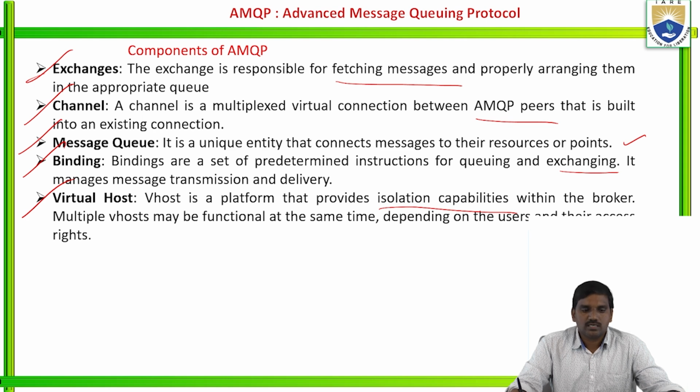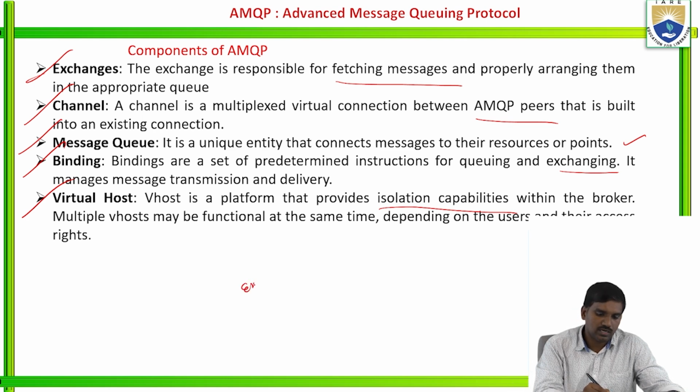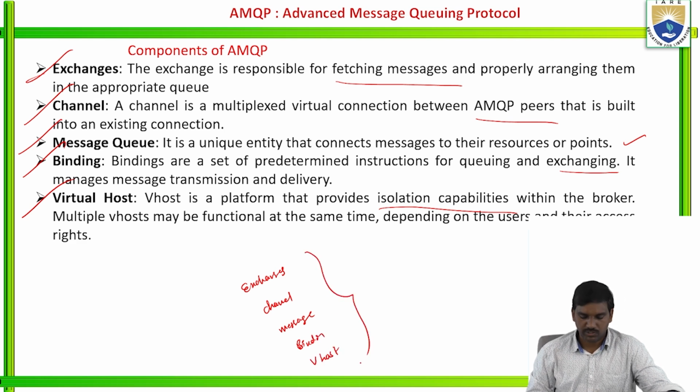So these are the components of AMQP: exchanges, channel, message queue, binding, and vHost, virtual host. So these are the components of AMQP.